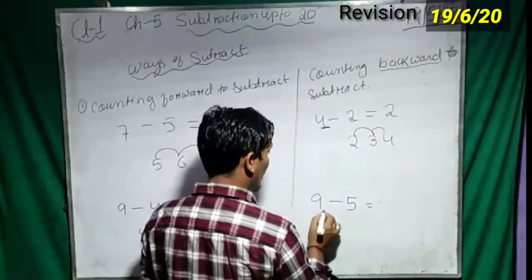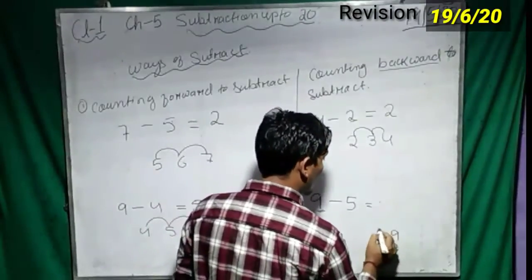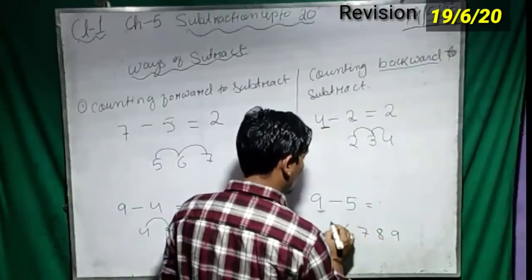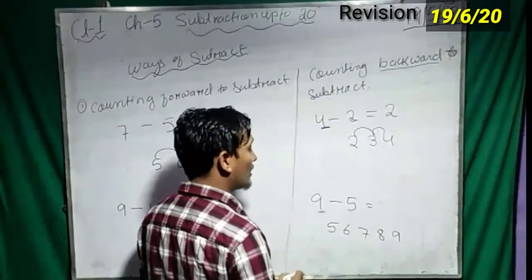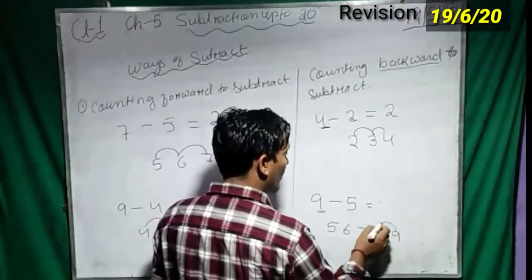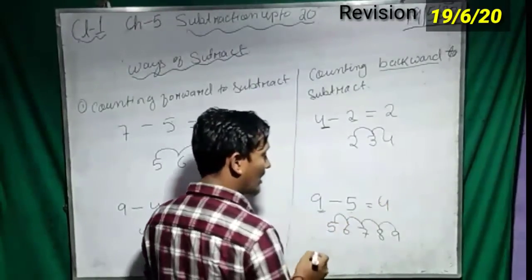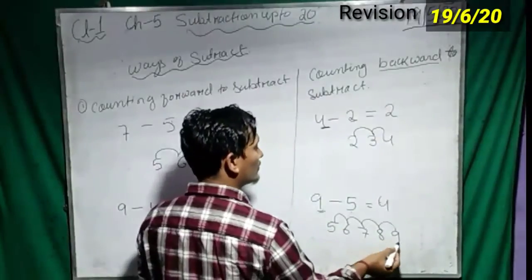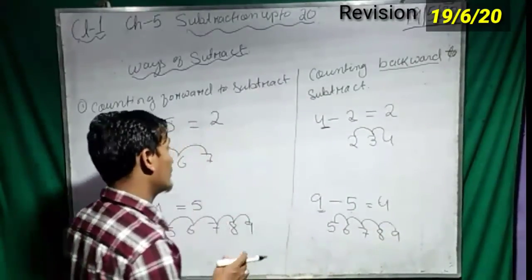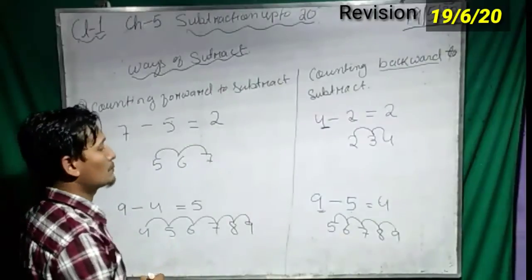Now here we will start from 9. So 9, 8, 7, 6, 5. We have to reach on 5. So how many steps we need to jump? 1, 2, 3, 4. So the answer is 4. Clear? When we are doing backward jumping, we will start from bigger number. And when we are doing forward jumping, we will start from smaller number.